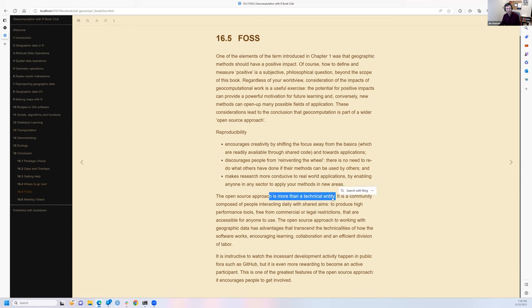They note it's more than a technical relationship. It's a community of people interacting daily with shared aims. So we enable or empower learning, collaboration, and efficient division of labor. It's really instructive to watch the activity, like in GitHub. If you've not had the opportunity to submit an issue or even to write documentation for a package, take some time to do that. It's an important step in participating in this, to support the writers of this book in the next version of this book out on GitHub.